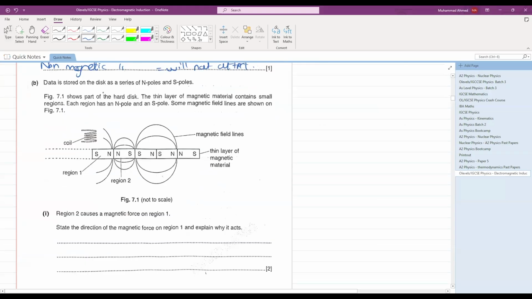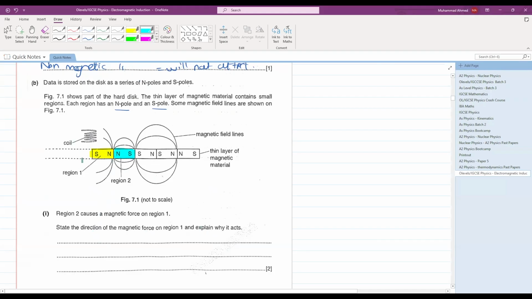Data is stored on a disk as a series of north and south poles. Figure 7.1 shows part of the hard disk. The thin layer of magnetic materials contains small regions. Each region has a north pole and a south pole. Some magnetic field lines are shown on figure 7.1. Region 2 causes a magnetic force on region 1. This is region 1 and this is region 2. State the direction of magnetic force on region 1 and explain why it acts.